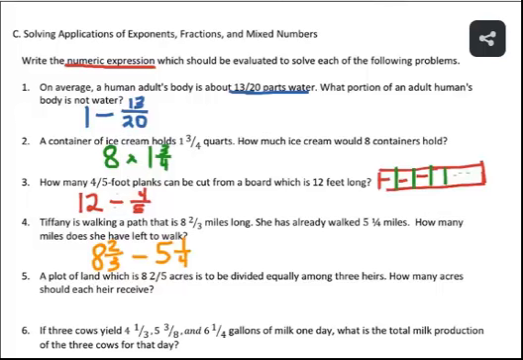A plot of land, which is 8 2/5 acres, is to be divided equally among 3 heirs. How many acres should each heir receive? Okay, so think about this one visually. You've got this nice big plot of land, and the whole thing is 8 2/5 acres. And these 3 people come out there and they want their equal part.